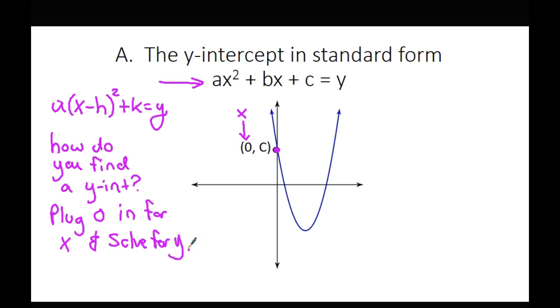Okay, so once again, I'll state it. The y-intercept is where it touches the y-axis, and when you're on the y-axis, the x value is 0. So if you have an equation and you ever want to find out what the y-intercept is, then you just plug 0 in for x and you solve. Okay.